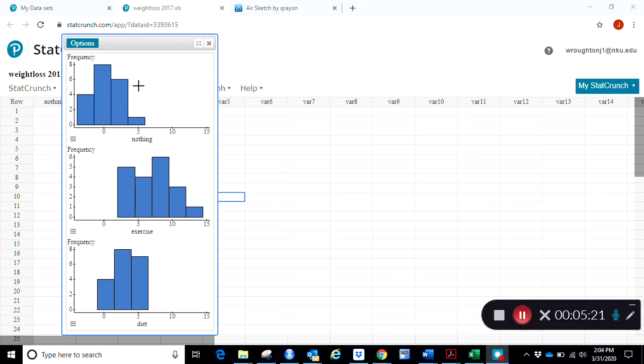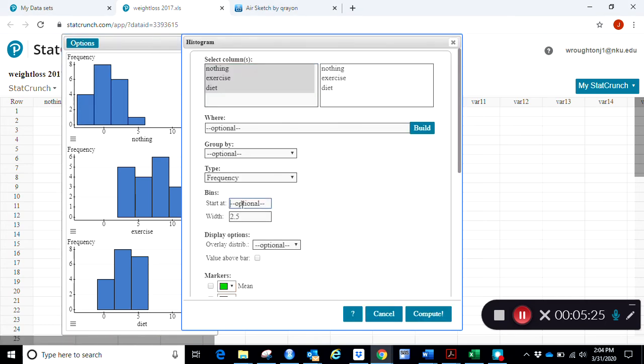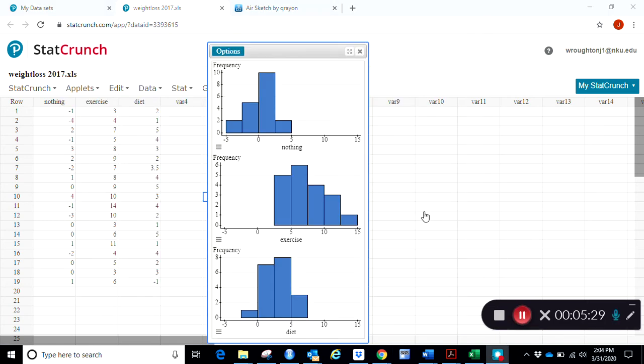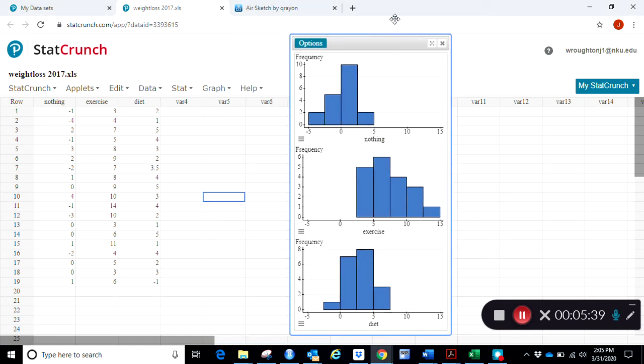To make the scale match what we have in the handout, I just started them each at -5. So now they will look exactly the same. They're in a slightly different order. The nothing and diet have kind of flipped places here, but that's not a big deal. So there's those 3 graphs.